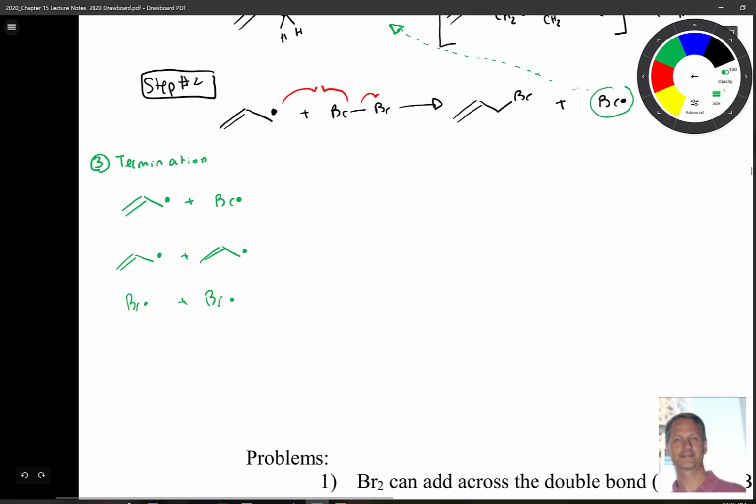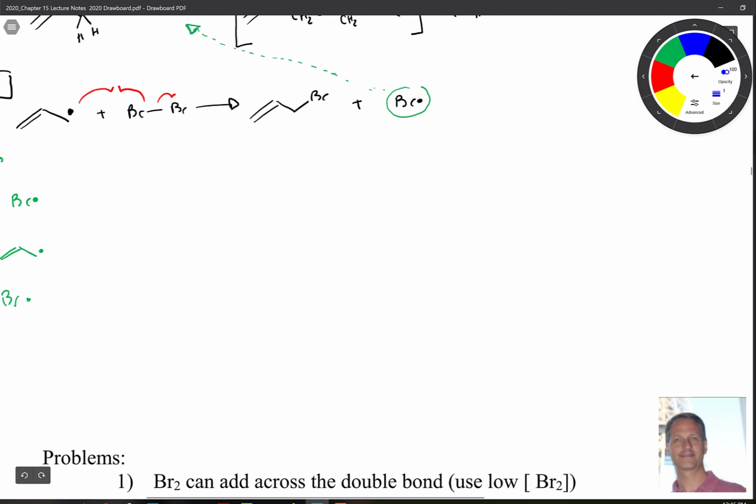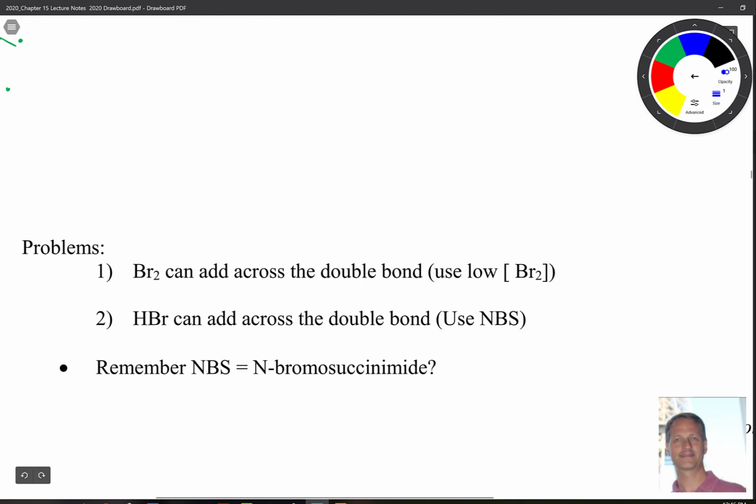All right, now there's a couple problems here. So let me pull this thing down here and let's take a look at it. So, problems. The bromine can add across the double bond. And so if you recall from chapter 8 last semester, if we add bromine here, we get a bromine added here, right? And then a bromine added here. And then that would be a chiral center. So you get more than one product there, but you get it added across the double bond. All right, so the solution here is to use a low concentration of bromine. So if we use a low concentration, then maybe we can stop that from happening.